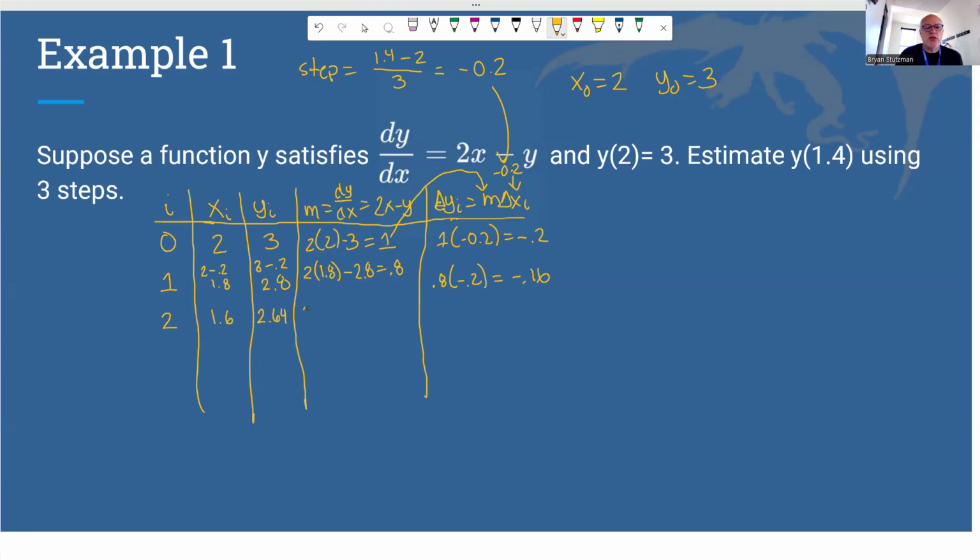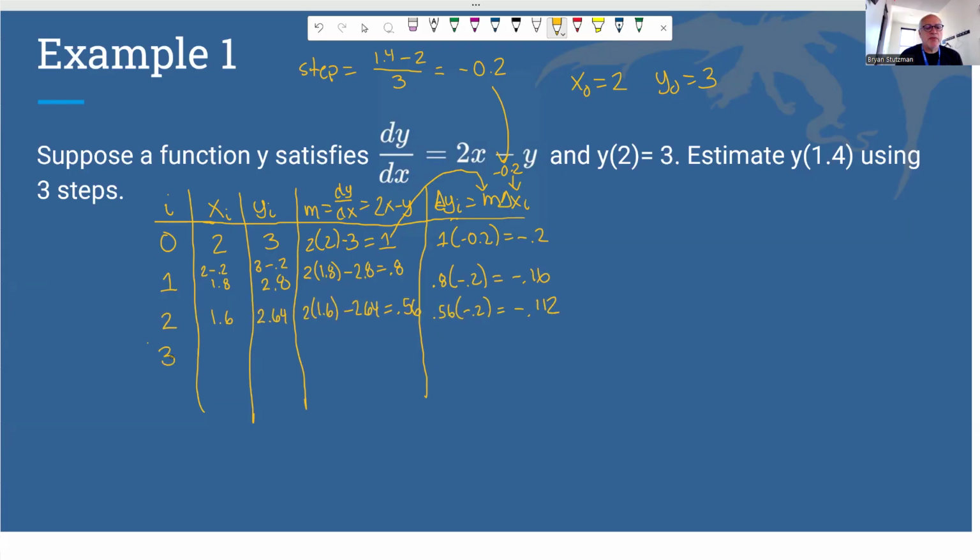My slope is now going to be 2 times 1.6 minus 2.64, which is 0.56. So my next change in y will be 0.56 times negative 0.2, or negative 0.112.